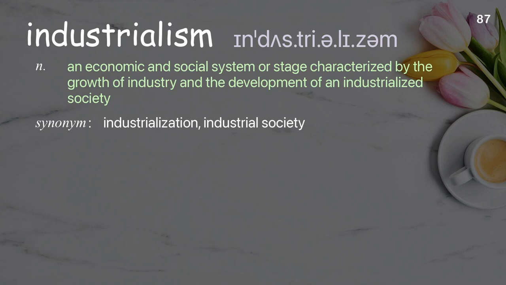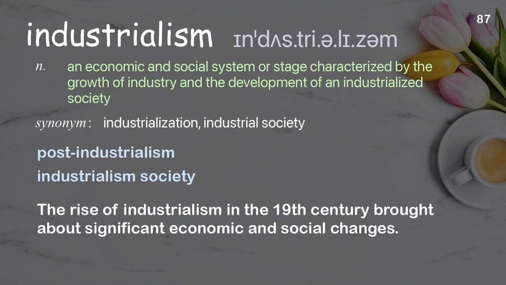Industrialism. An economic and social system or stage characterized by the growth of industry and the development of an industrialized society. Examples: post-industrialism, industrialism society. The rise of industrialism in the 19th century brought about significant economic and social changes.